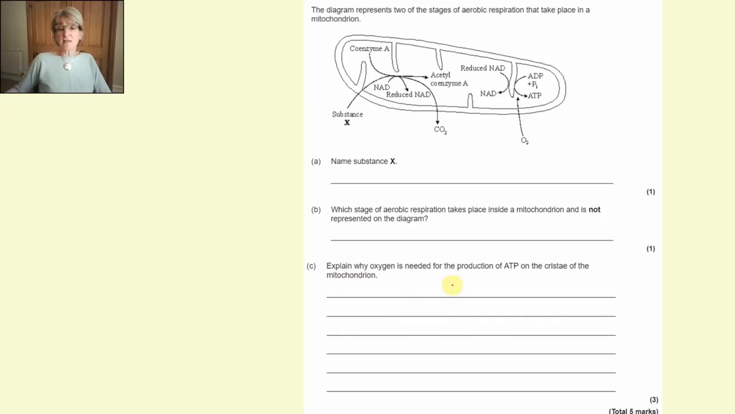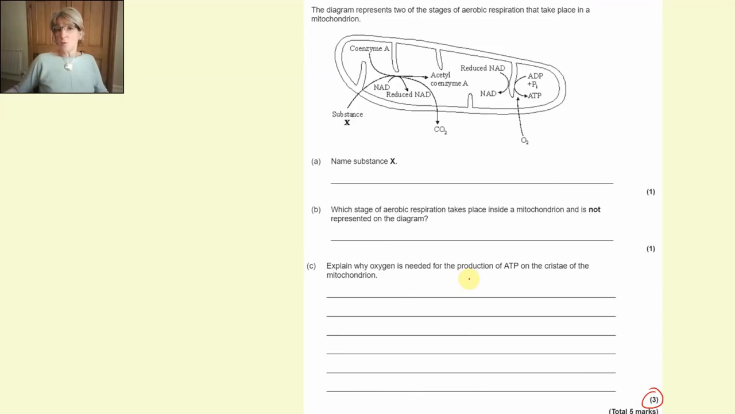Explain why oxygen is needed for the production of ATP. Now, here is a classic question where I notice down here that it's 3 marks. And I know immediately that my headline answer, the first thing that comes into my head, is that oxygen is the final electron acceptor in aerobic respiration.